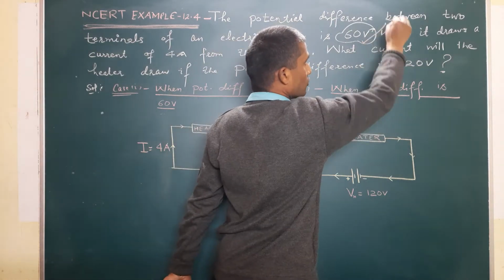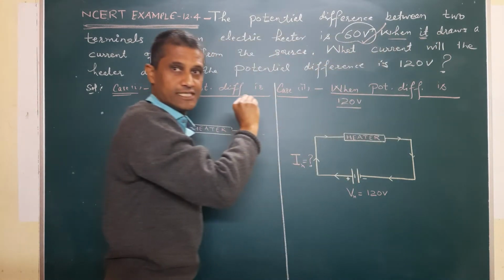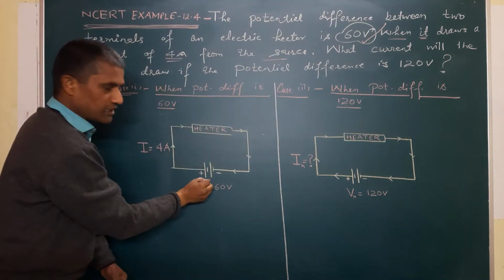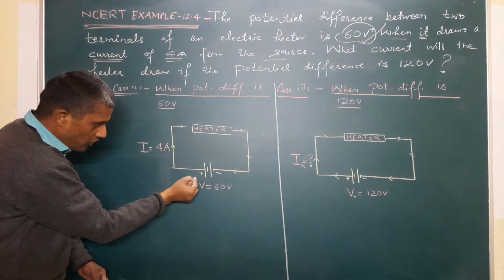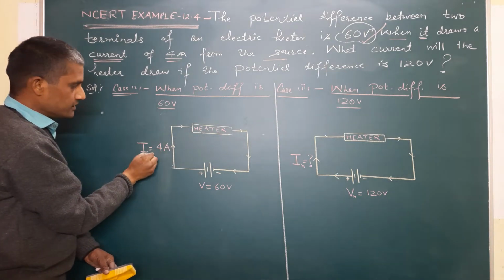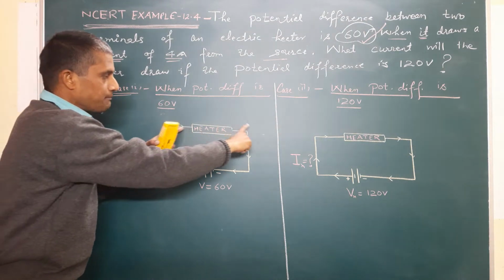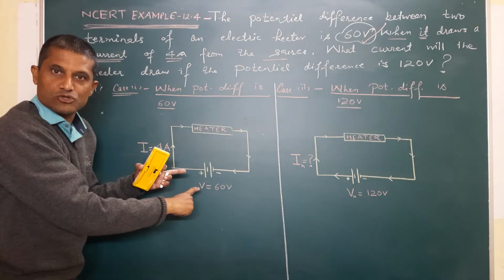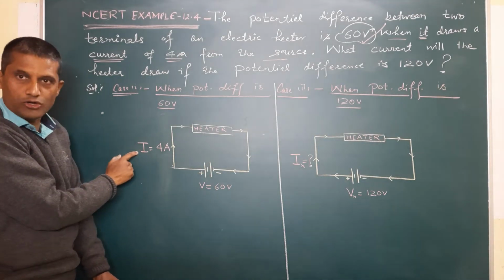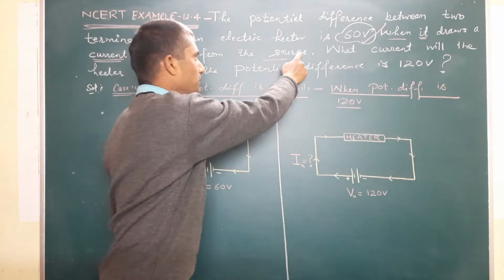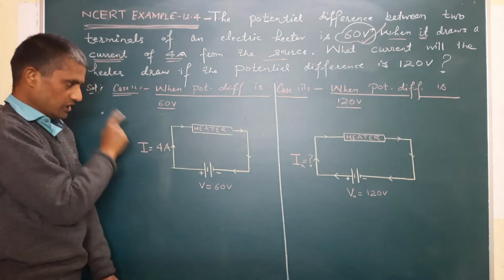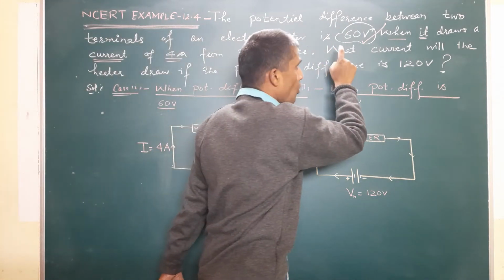Then it means the electric heater draws a current of 4 ampere from the source. This is the source, and the heater is drawing 4 ampere current from it. So the current being drawn by the heater is equal to 4 ampere, because as and when the heater is connected to the potential difference or the battery, it begins to draw current from the battery, and the current being drawn is 4 ampere. That's the first part, and I have put it as case number 1, when the potential difference is 60 volt.